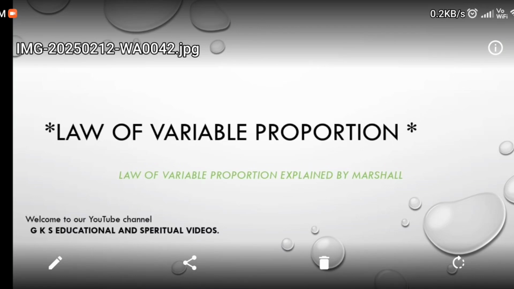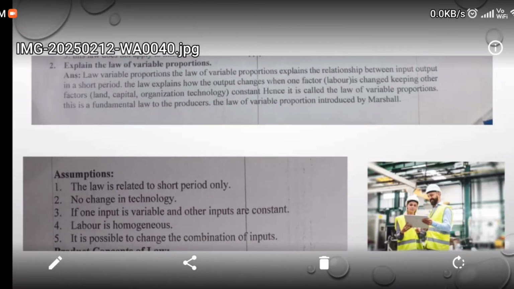We are explaining the topic related to first year intermediate law of variable proportions. The law of variable proportions explains the relationship between input and output in the short period.